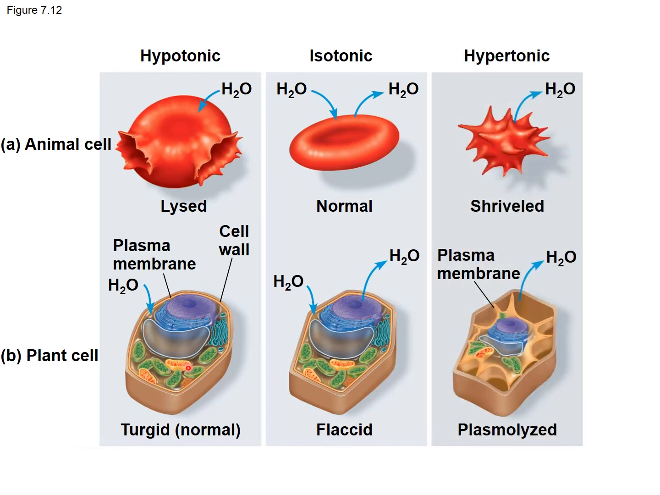And in a hypertonic solution, this is a solution which has a higher solute concentration outside of the cell than it does inside of the cell. So if there's more solute outside of the cell in an animal cell, or at least a blood cell, it's going to become shriveled up. Okay, so it's going to lose water because water is going to move towards the higher solute concentration.